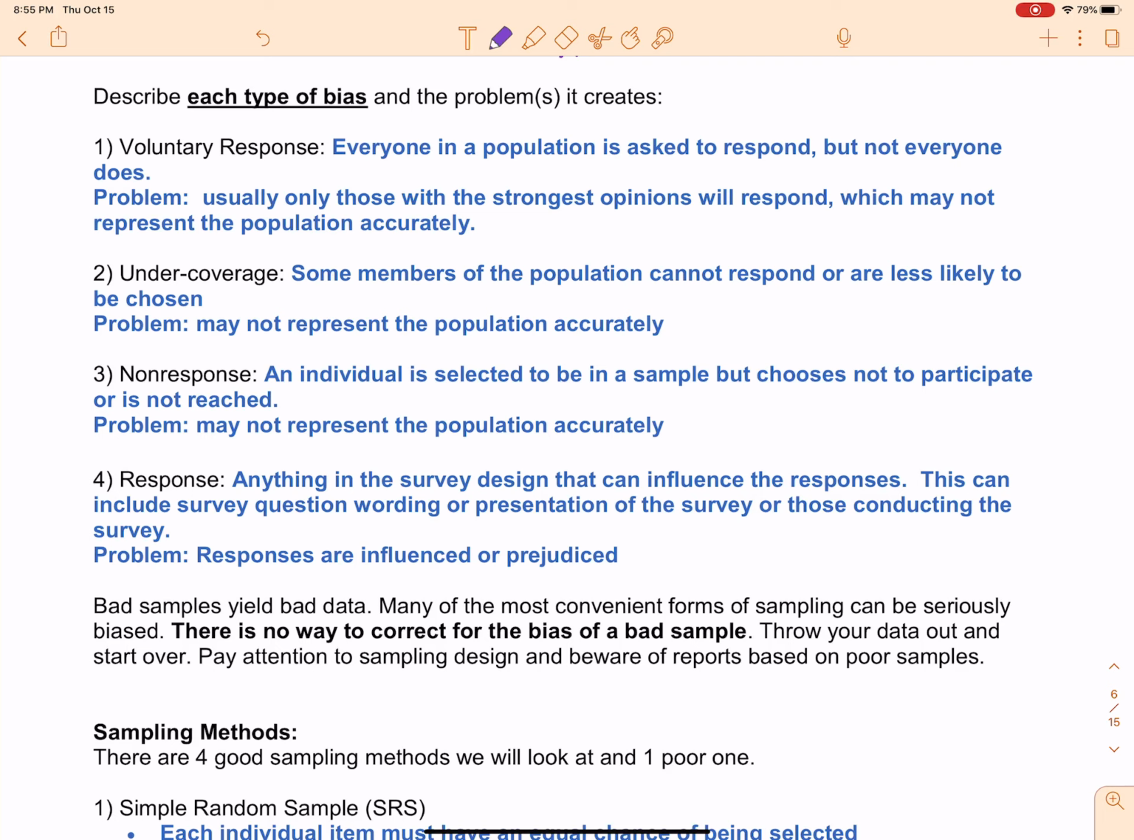Okay, so voluntary response. Voluntary response bias just means that everyone in the population is asked a certain question or given a survey, but not everybody is going to respond. So that just means that I've given you the option. I've said, here you go, you can respond to this if you want to, but you don't have to. So the only people usually who are going to respond when you give them the option of voluntarily responding are going to be people with the strongest opinions.